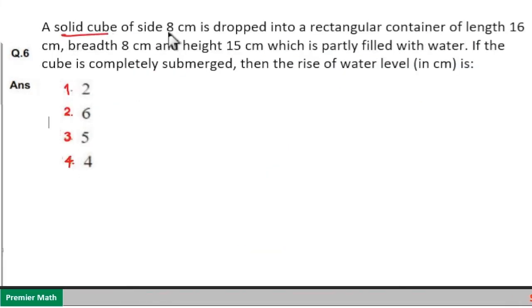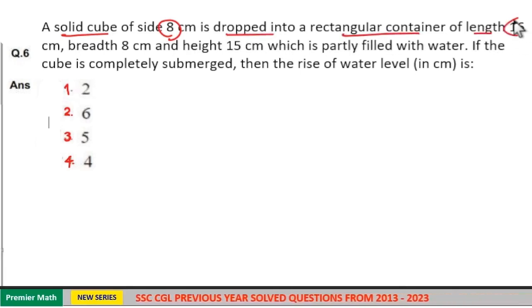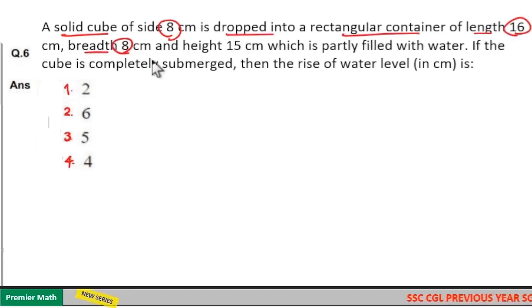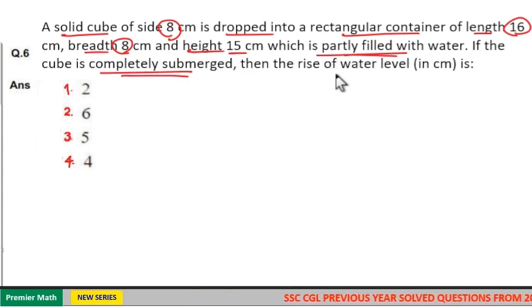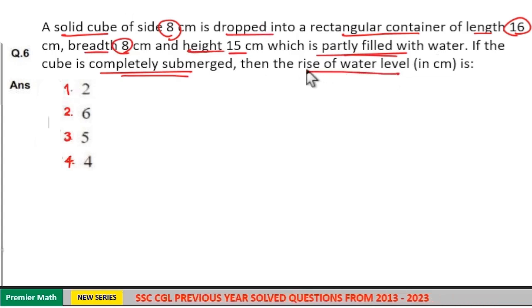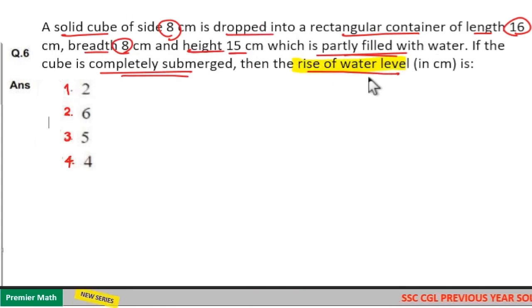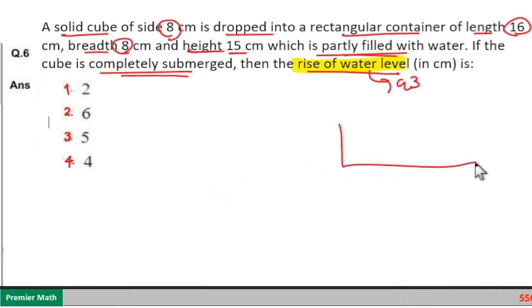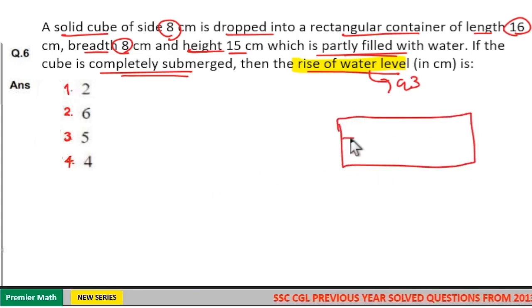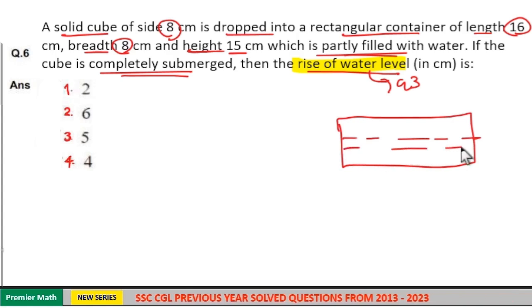A solid cube of side 8 cm is dropped into a rectangular container of length 16 cm, breadth 8 cm and height 15 cm, which is partly filled with water. If the cube is completely submerged, then the rise of water level is. Here, rise of water level is the volume of cube, that is A cube. Here, this is the rectangular container and this is partly filled with water.